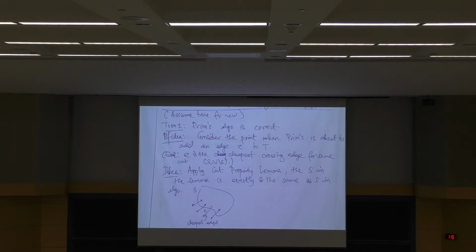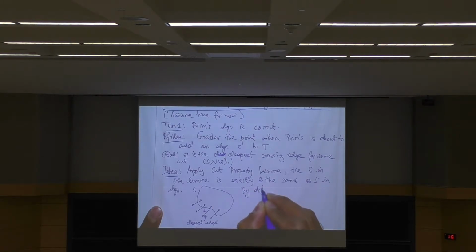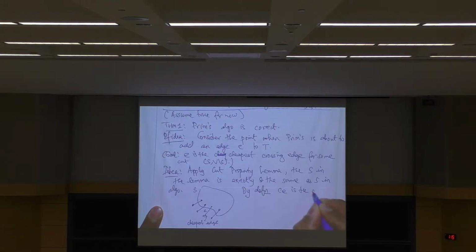So as I said, if you pick the cut defined on the set S that's used by Prim's algorithm, then by definition it's picking the cheapest crossing edge, and then this should be safe. Okay? So by definition, E is the cheapest crossing edge.